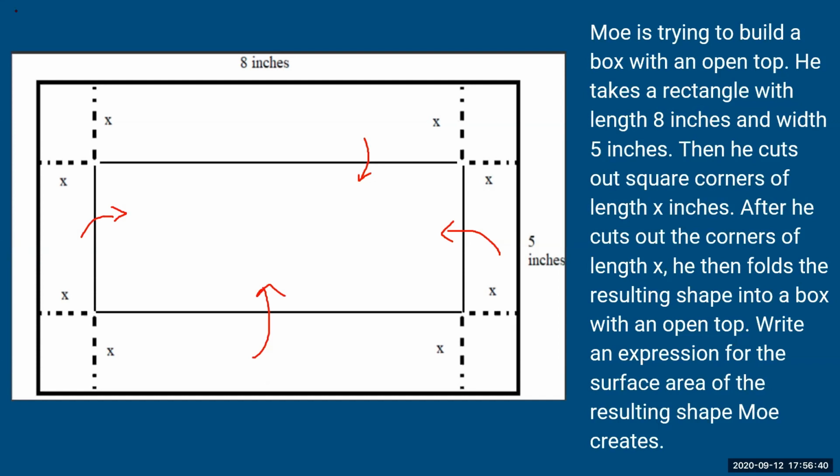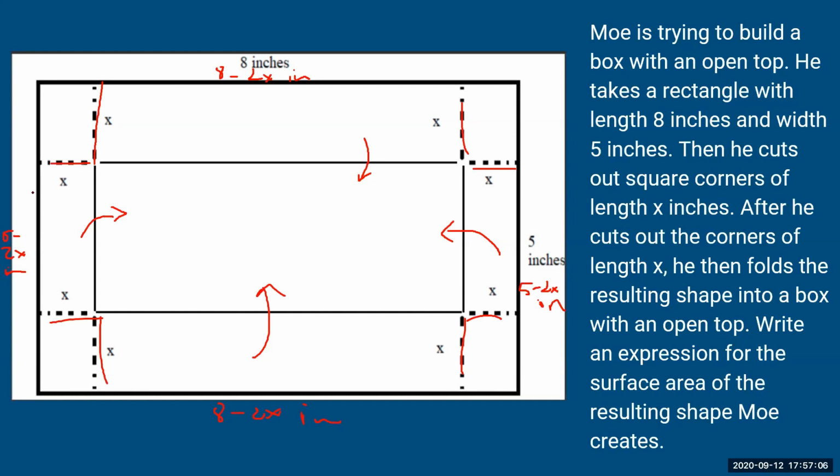Okay, so you guys remember, this length is technically 8 minus 2x inches. This is 5 minus 2x inches. So this is also 8 minus 2x and 5 minus 2x inches. So this is still x, x. All these are still x. The heights are still x.